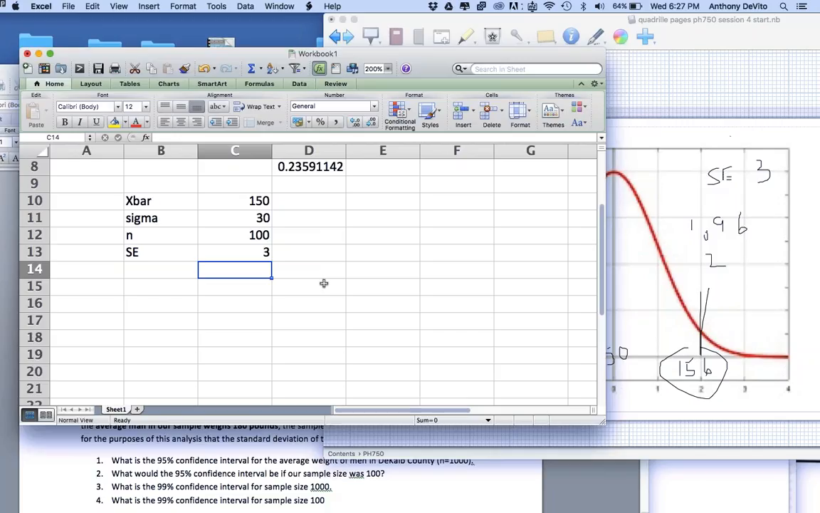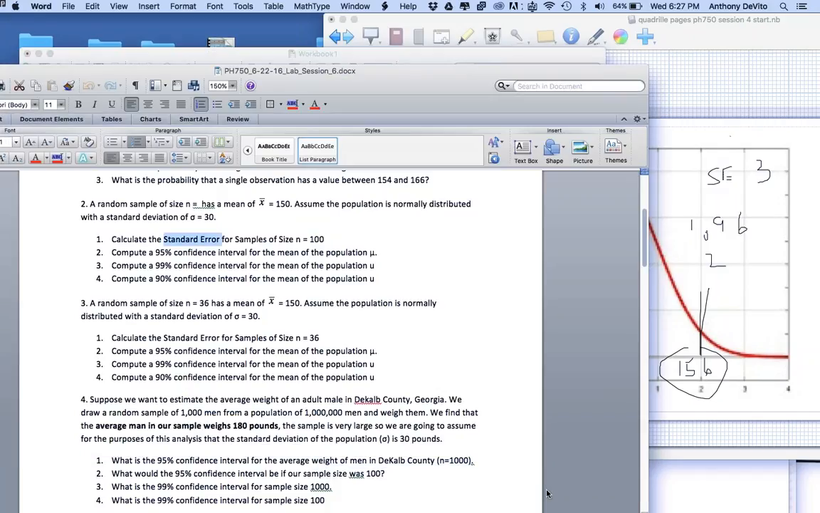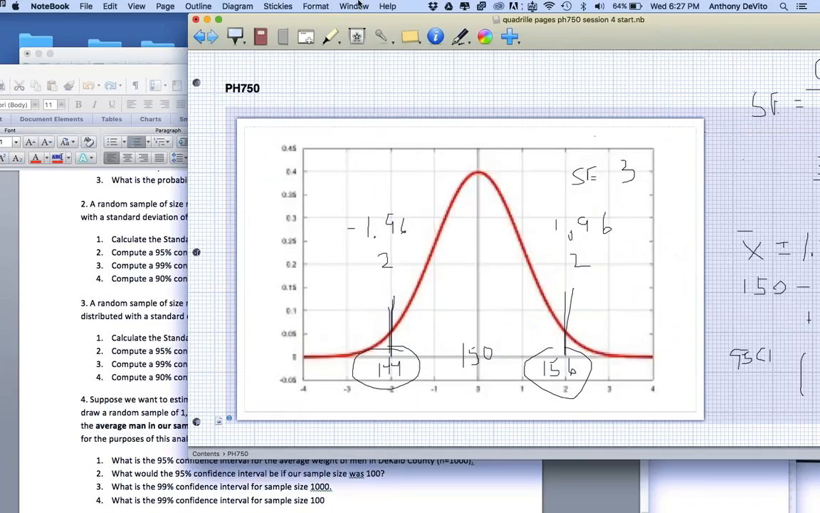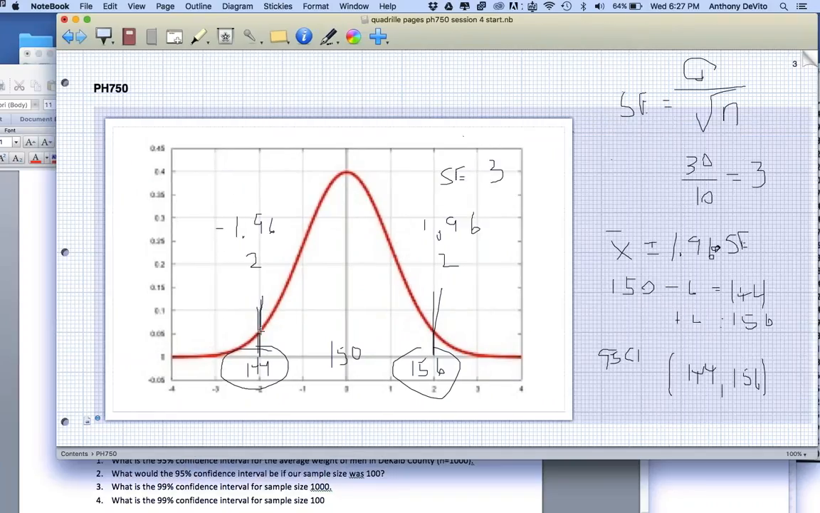And okay, so now we want to be 99% certain we capture the mean. Now, to raise our level of certainty, would we want to make our lower limit and upper limit wider or narrower to be 99% certain we captured the mean? Got to make it wider, right? And how is that going to happen?